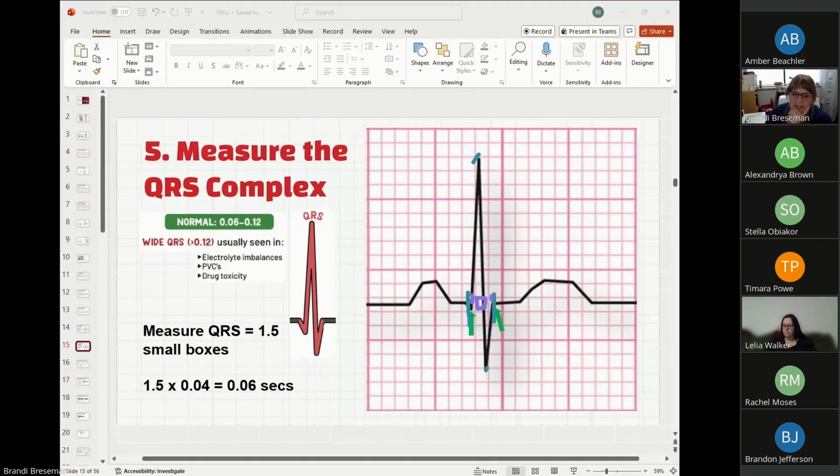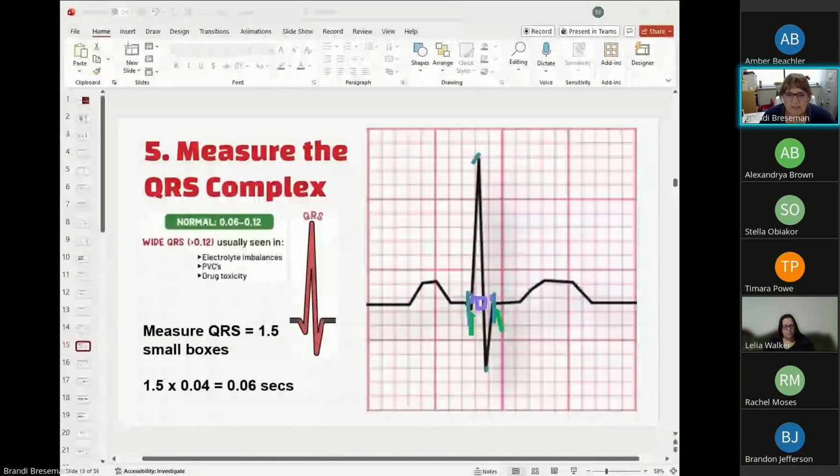So we're going to take 0.04 and multiply it by 1.5. And it's going to give us 0.06 seconds. So is 0.06 seconds normal for a QRS? Yes, it is. Okay. So we have a normal QRS complex.